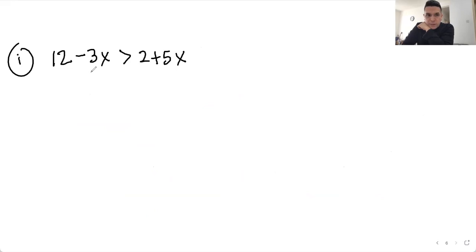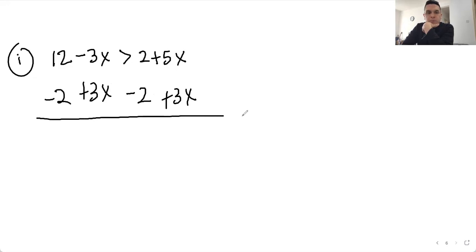So again, we have to group all your x's on one side and all your numbers on the other side. I'm gonna send my x variables to the right, so I'm gonna do plus 3x, I meant to say 3x. These two I need to send to the other side, so I'm gonna subtract. 12 minus 2 is 10. These two become 0, and then I get 8 times x.